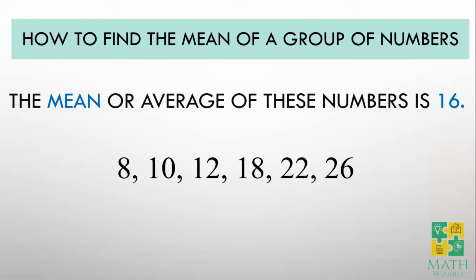So the steps we did are: we add all of the numbers, and after adding all the numbers, we divide the sum by the number of addends. We just divide it by how many numbers there are. So that's the mean. Let's have an example.